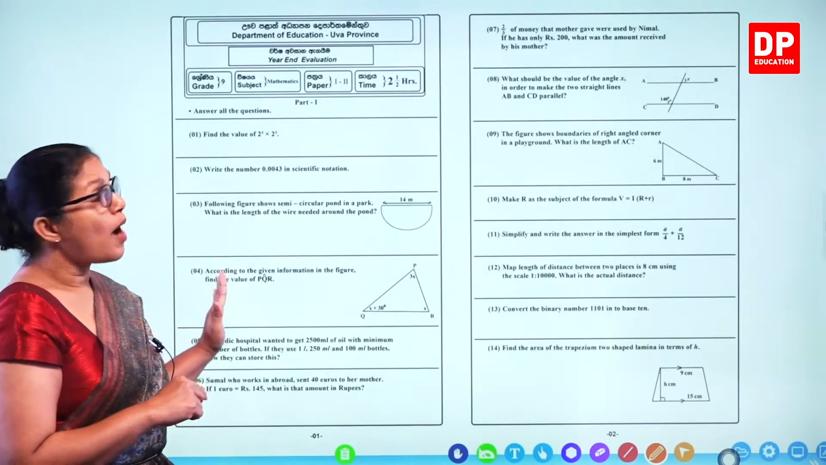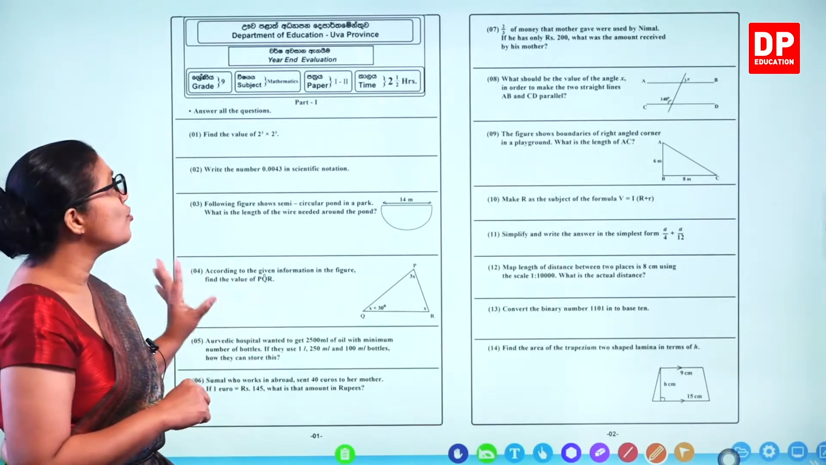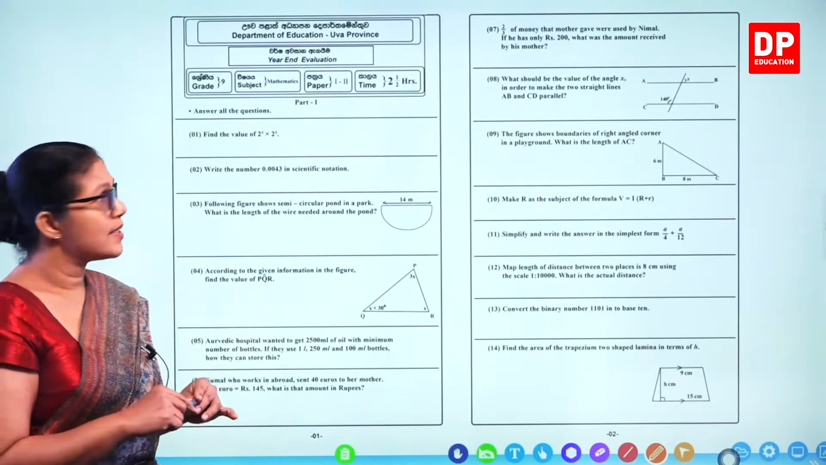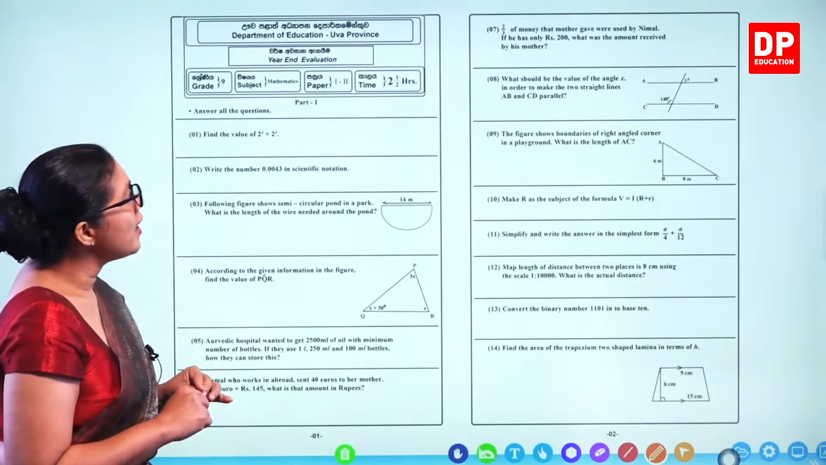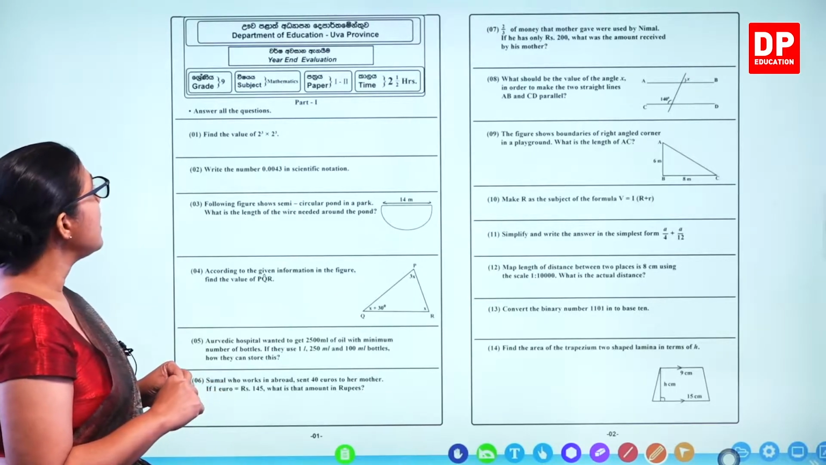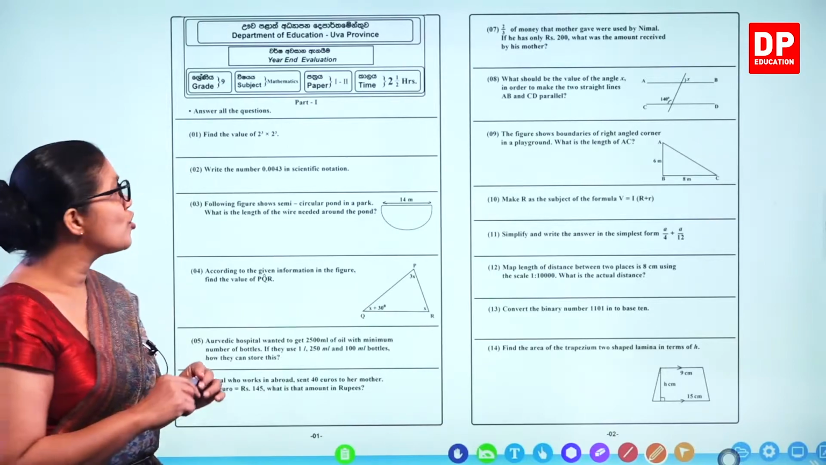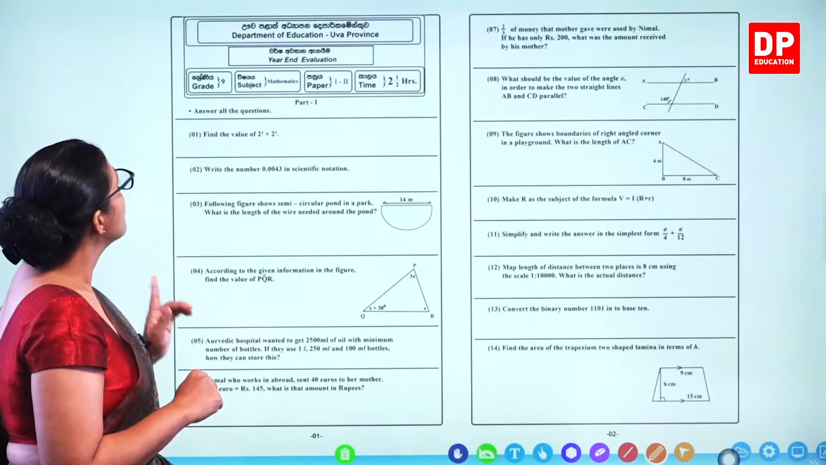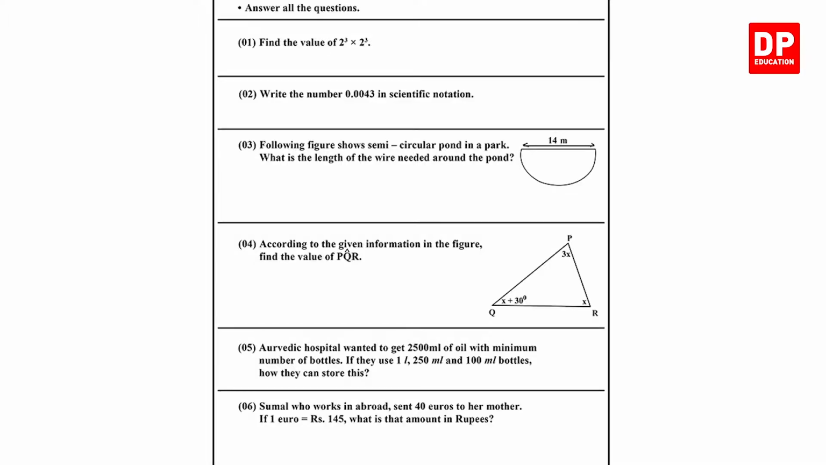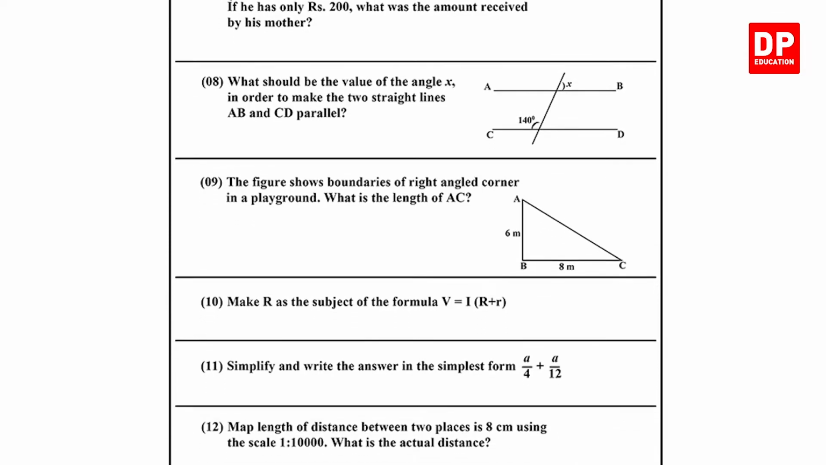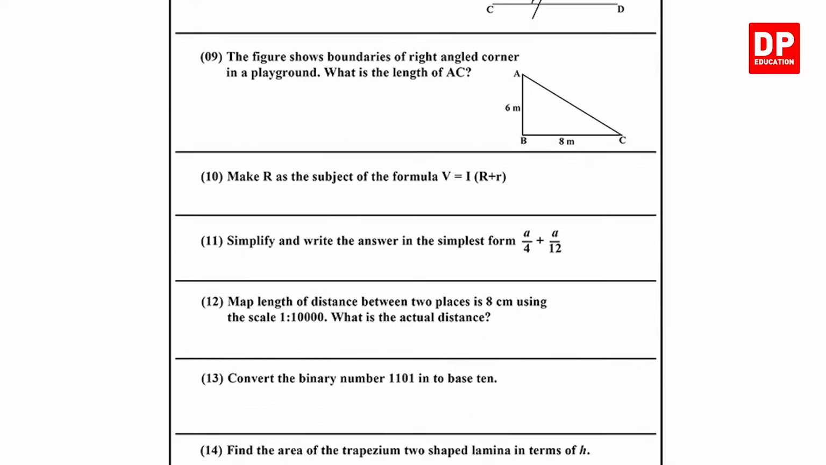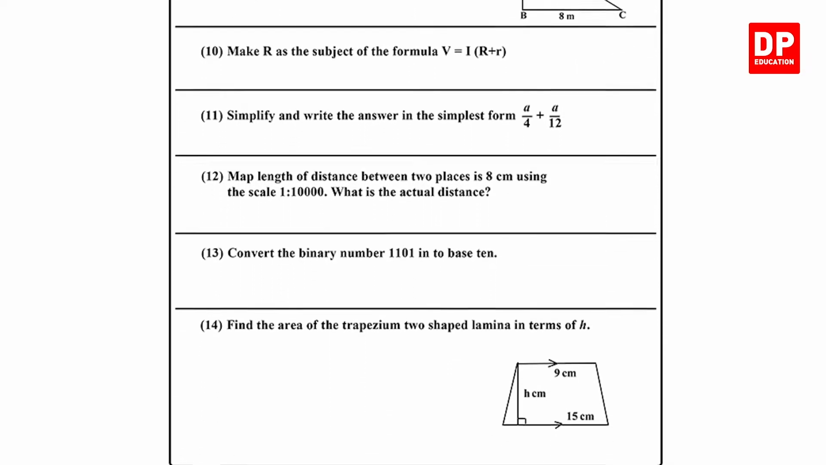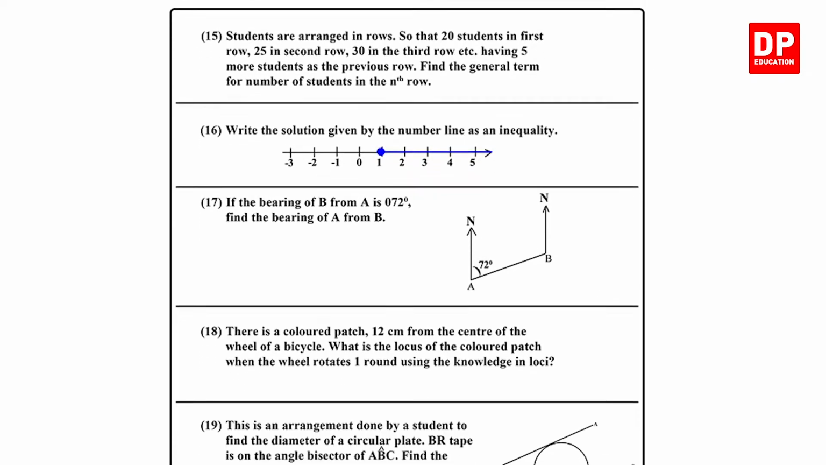So this is part 1, but for both papers you get 2.5 hours. In part 1 you get 20 short questions, each question worth 2 marks. On the first page you get questions 1 to 6, on the second page questions 7 to 14, and on the third page questions 15 to 20.